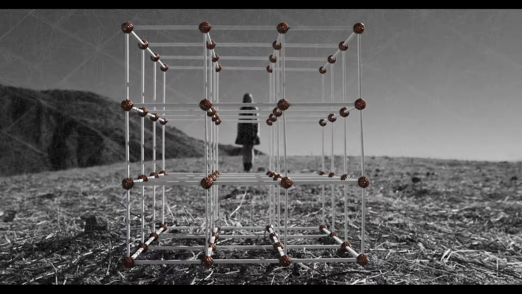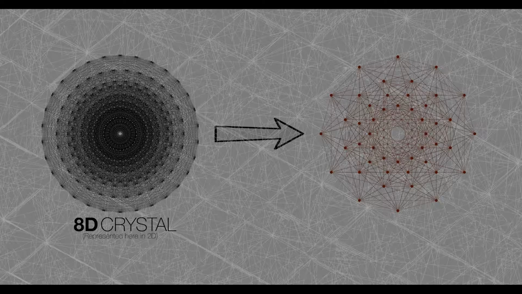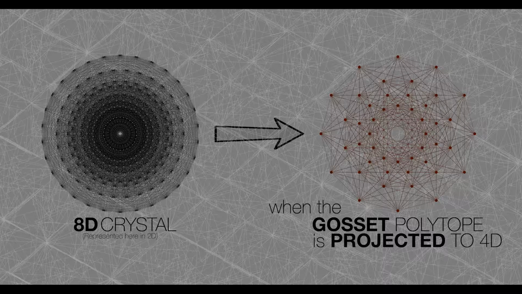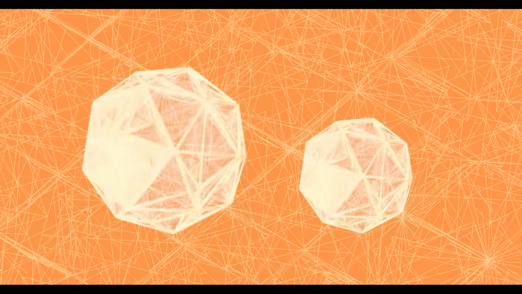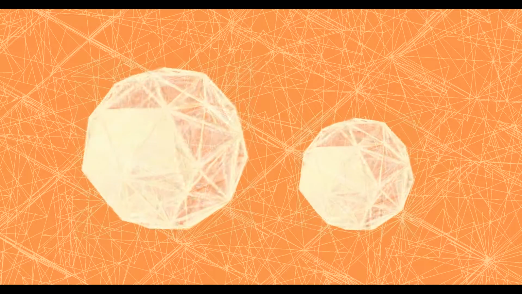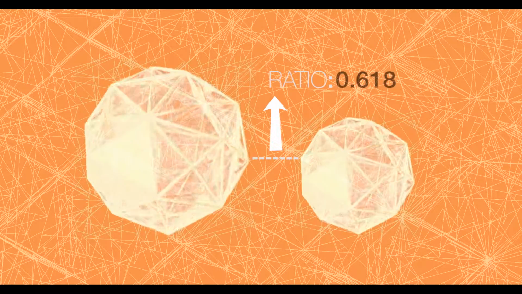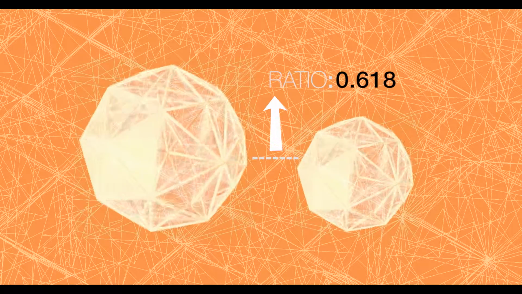Now, just like the basic cell shape of the 3D cubic lattice is the cube, the cell shape of the E8 lattice is an 8D shape with 240 vertices. We call it the Gaussian polytope. When the Gaussian polytope is projected to 4D, it becomes two identical shapes of different sizes. The ratio of their sizes is a unique number, 0.618, also known as the golden ratio.